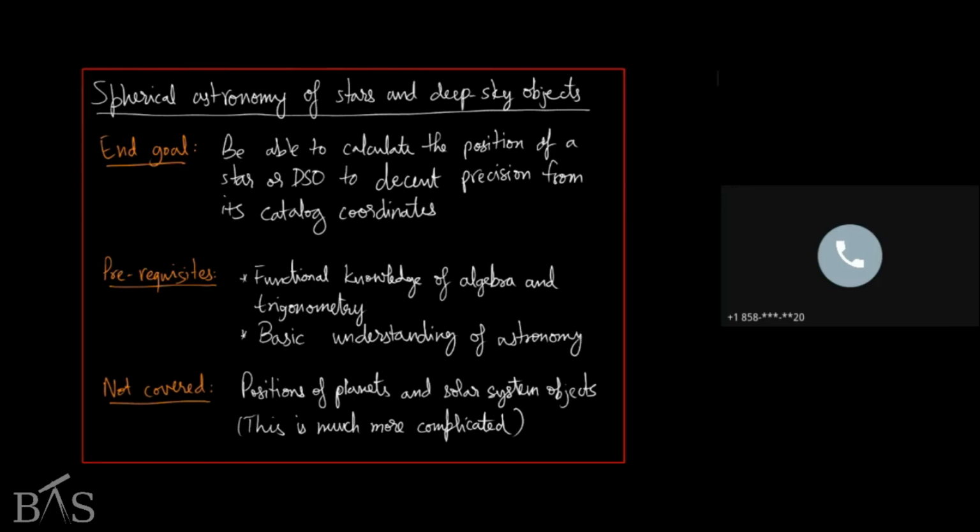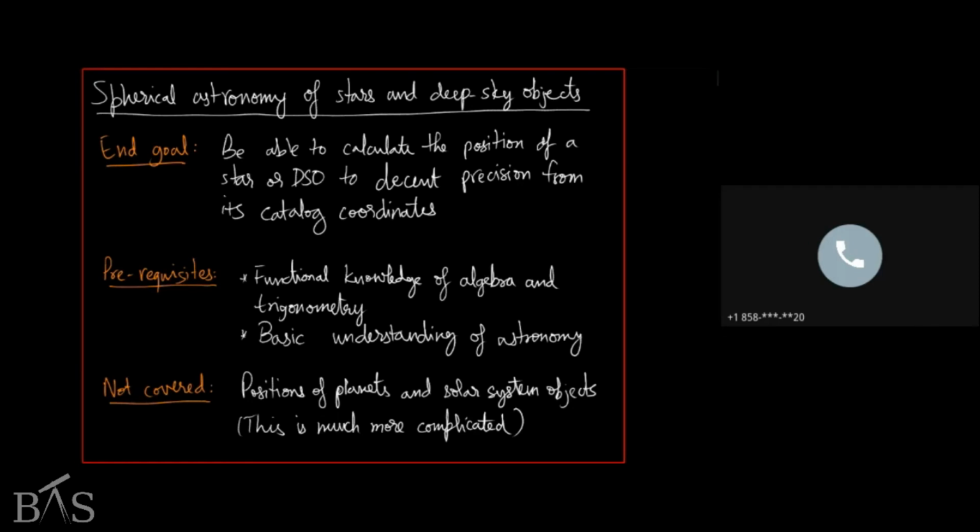So the end goal of this pair of talks is that you will be able to calculate the position of a star or deep sky object to a decent precision, within arc minutes, from its catalog coordinates. So normally in a catalog, you will find what is called the J2000 or ICRS RA and Dec. These are the coordinates that are given to you in a catalog. And depending on your location on the Earth and the time of the day and the date that you are observing, the star will be at a certain position, and the end goal of this pair of talks is to give you all the tools to calculate this.